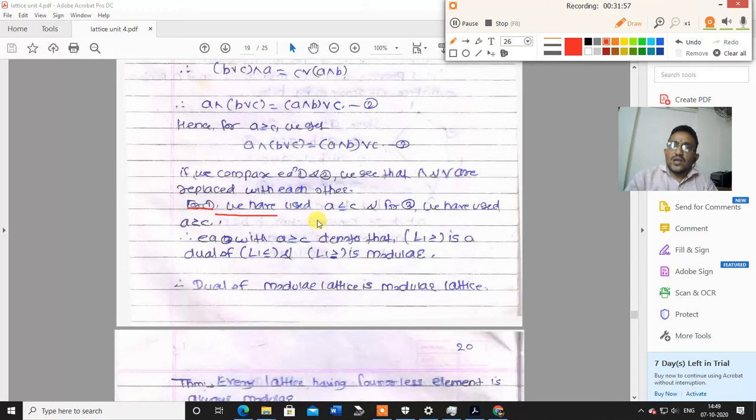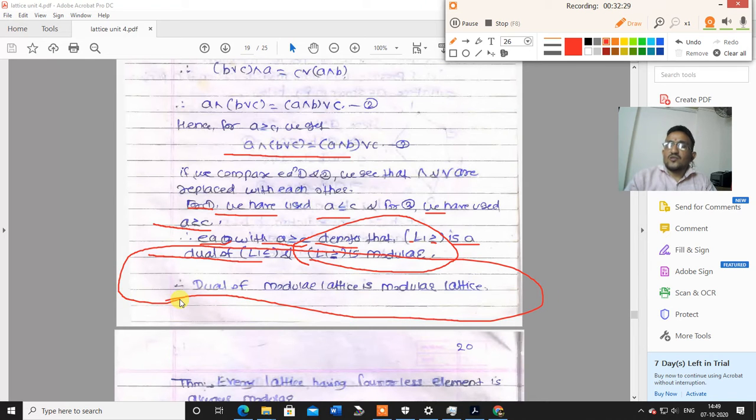Now we can see that for equation 1 we use A is equal to C, and for equation 3 we use A is greater than C. So you can say that equation 3, with A greater than C, denotes that L with relation greater than or equal to is the dual of L with relation less than or equal to, and therefore this dual is a modular lattice. You can see that the dual of a modular lattice is also a modular lattice.